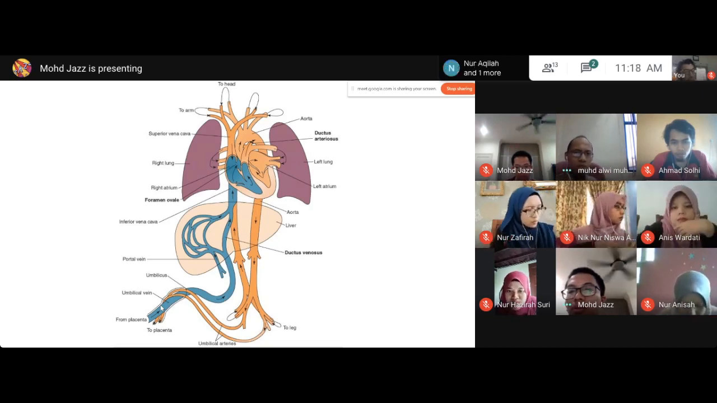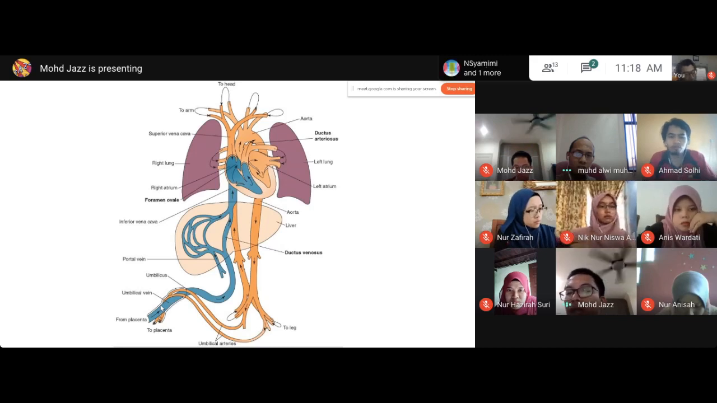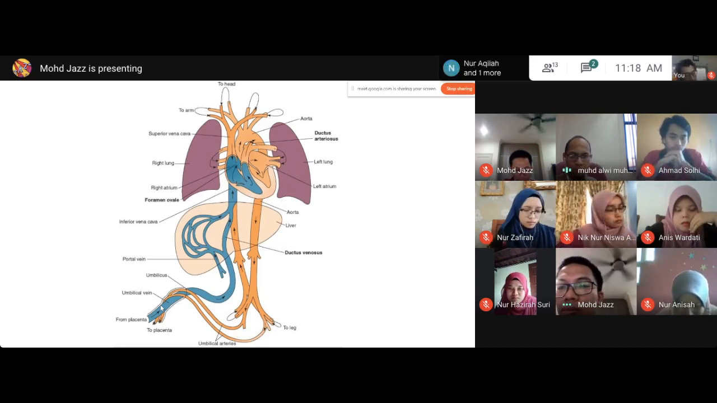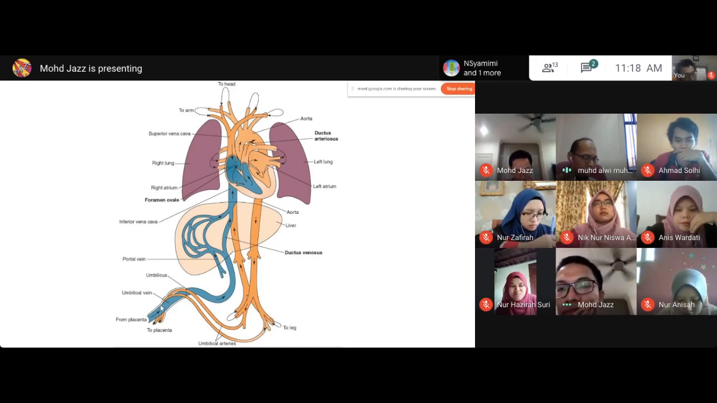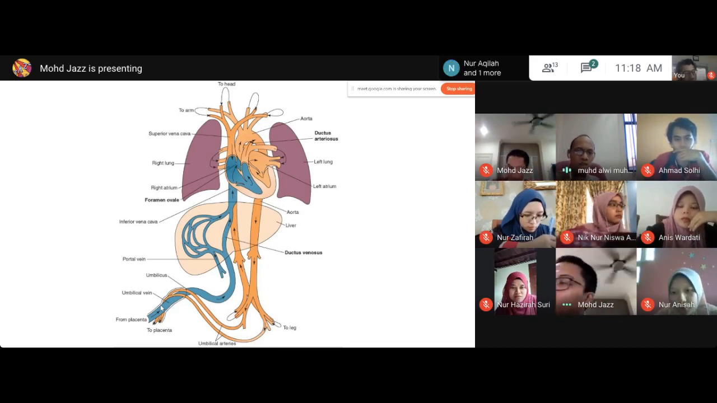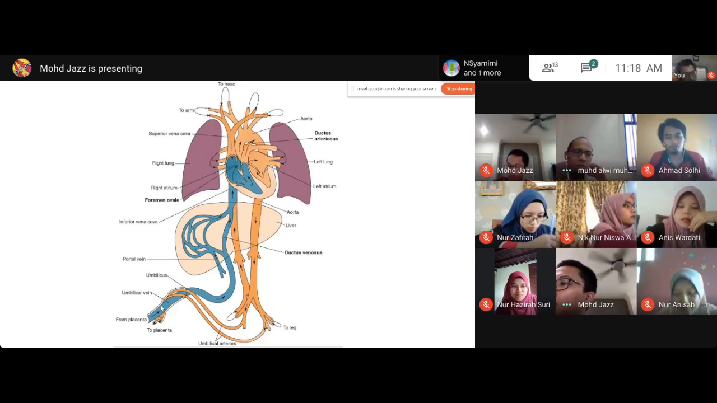Oh, okay. Thank you, doctor. And this valve, the eustachian valve or crista dividens, is actually later on going to become the right atrial appendage. The tissue will remain there. However, the foramen ovale will close. It will close, but the tissue will remain there.